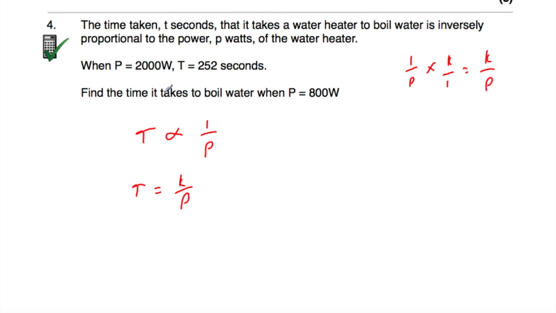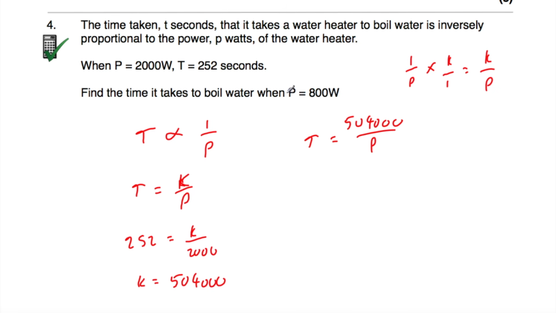So now we can substitute in this information to find out what k is, the constant of proportionality. So we've got the power is 2000 and the time is 252. So 252 is equal to k, the constant of proportionality, divided by 2000. And then if we multiply both sides by 2000, we're going to get that k is equal to 252 multiplied by 2000, which is equal to 504,000. So that's fantastic. We've now got the constant of proportionality. So if we put that back into our formula here, we're going to get that the time taken is equal to 504,000 divided by the power. And that's great, because now if we know what the power is, we can work out the time taken.